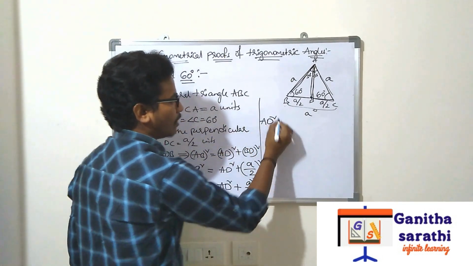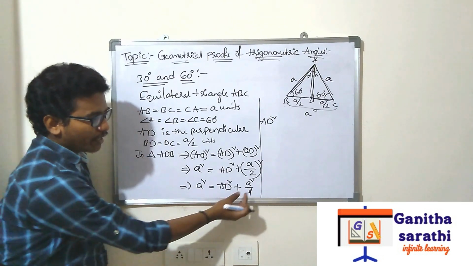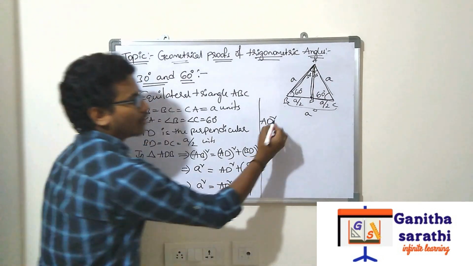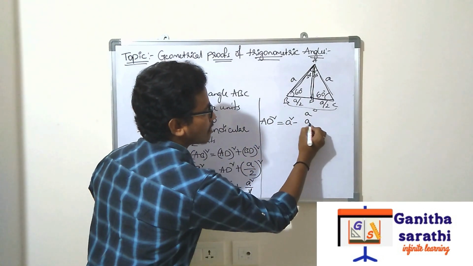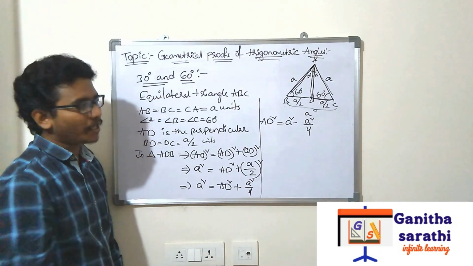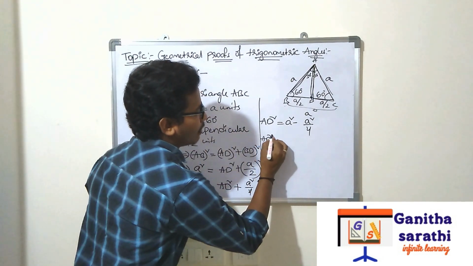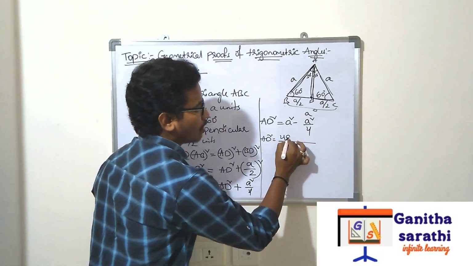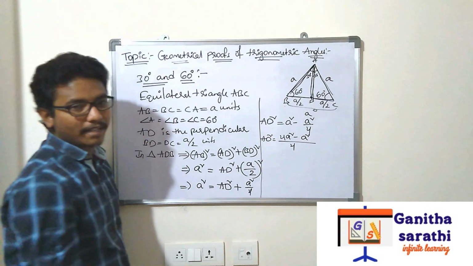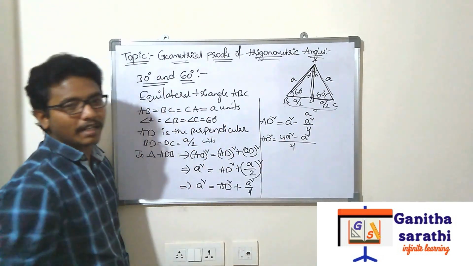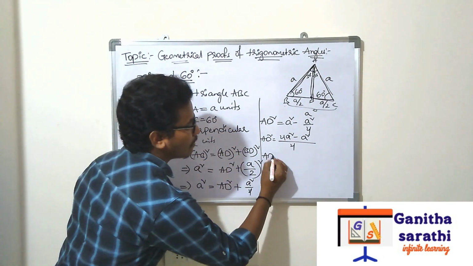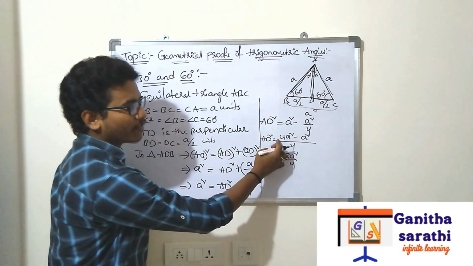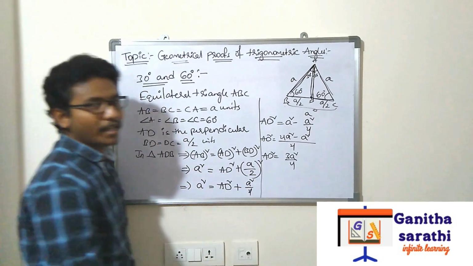AD square is equal to, make this plus A square by 4 this side. What it will become? Minus A square by 4. So A square minus A square by 4. Now AD square is equal to, what is the LCM here? 4. So 4 into A square will be 4A square minus A square. What is 4A square minus A square? It will be 3A square by 4.